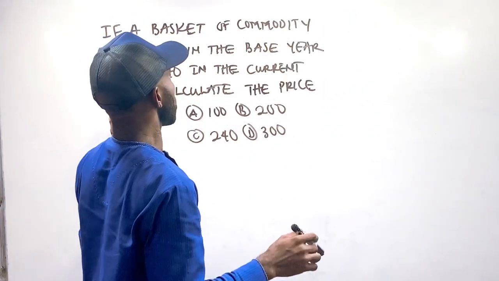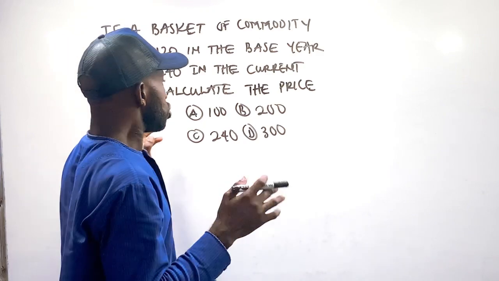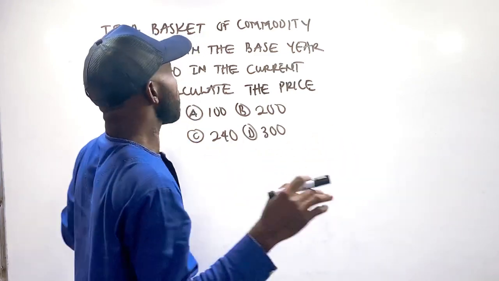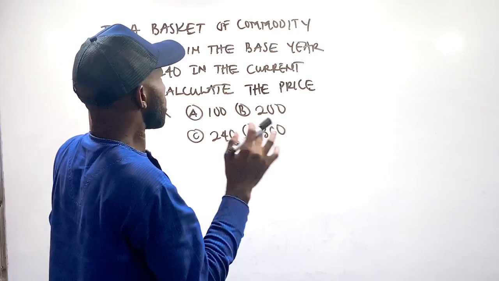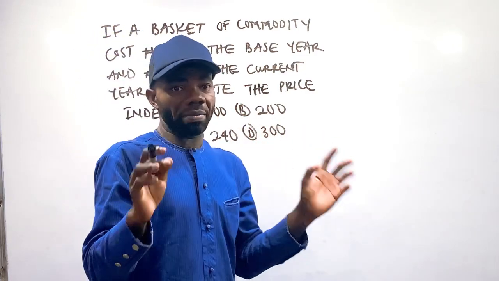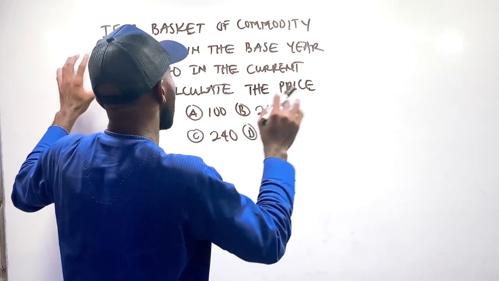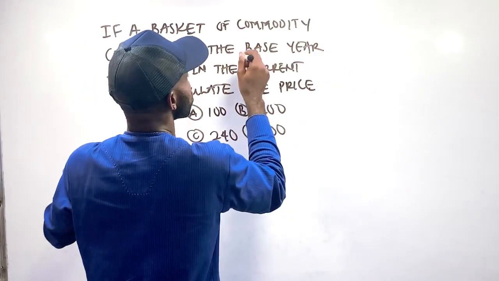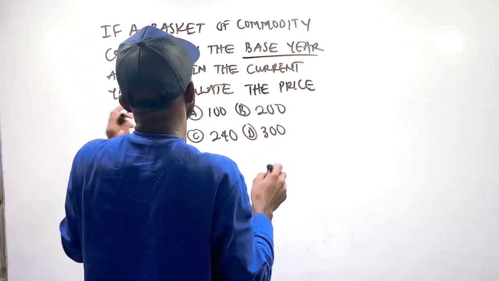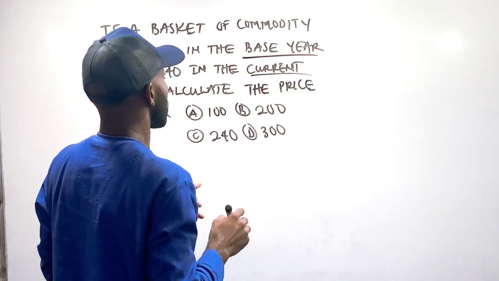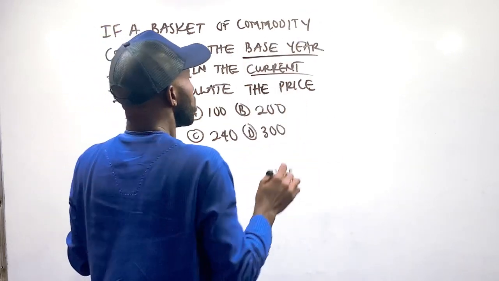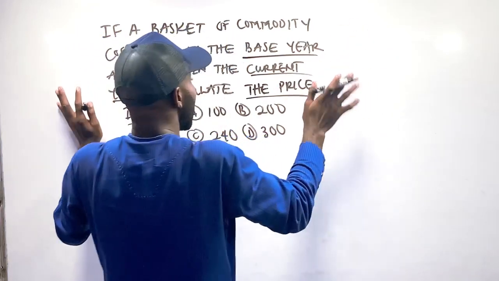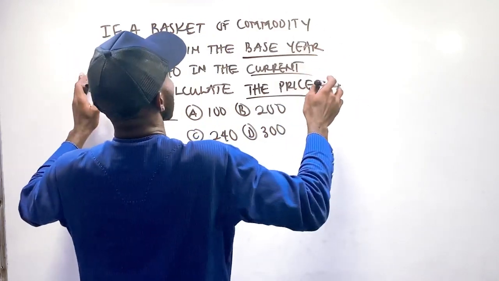Now, we have a question from a subtopic known as terms of trade. In most cases, when an examiner doesn't give you the terms of trade, the examiner will give you the price index of the product or the commodities in the market. But in this case, the examiner says, if a basket of commodity costs 120 naira in the base year, take note, base year, and 240 naira in the current year. Another thing to take note of, calculate the price index. No problem. Don't forget that price index is something extended to terms of trade. But in this case, they just want us to get the price index for this particular basket of commodity.